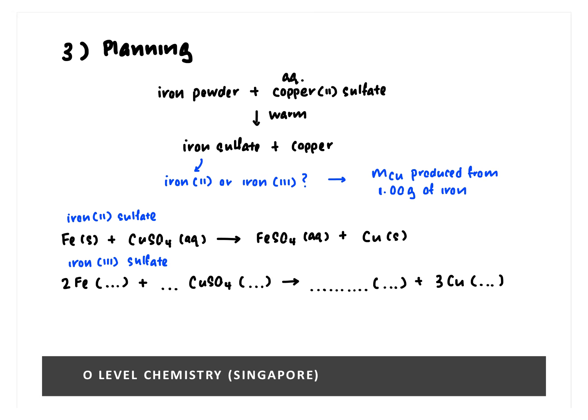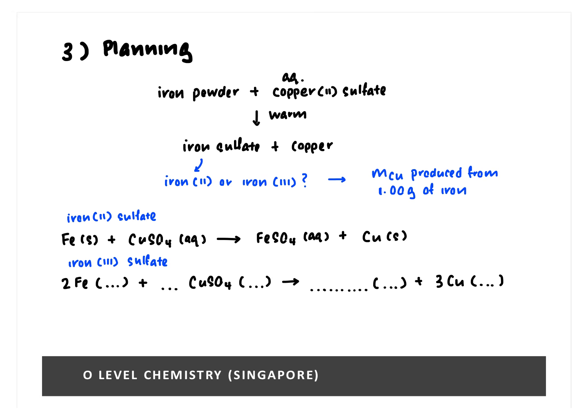Now the question also provides the method to you where you have to use 1 gram of iron and then determine the mass of copper produced. So that is a highly scaffolded question. The method is provided to you, and there are also many hints given in the question, which is why I always encourage my students to read, underline and annotate all the important hints.